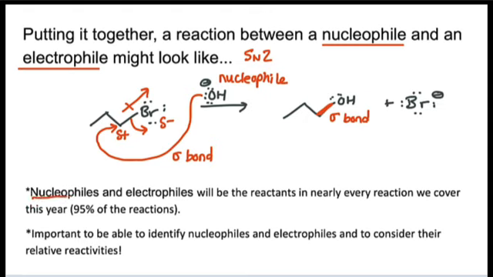Nucleophiles and electrophiles make up more than 95% of the reactions that we cover in this course all the way through to the end. So understanding or being able to identify nucleophiles and electrophiles is going to be key to your success in this course.